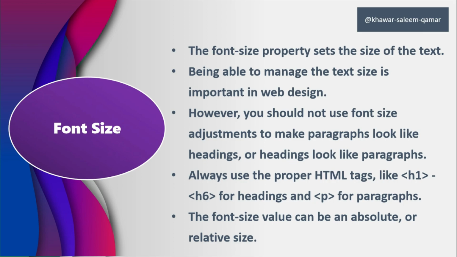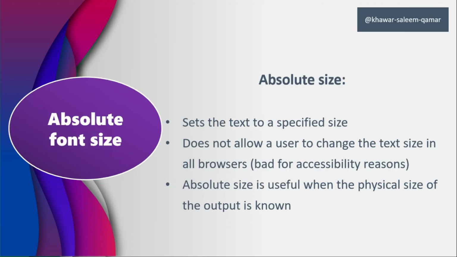So there are two types of font sizes which could be given as a value: absolute size and relative size. In absolute size, the text is given a specific, specified size. So it doesn't allow the user to change the text size or zoom into it. It is just not related to any other object around it. It has just a specific font size. We usually use it when we know the physical size of the output that we want to show.